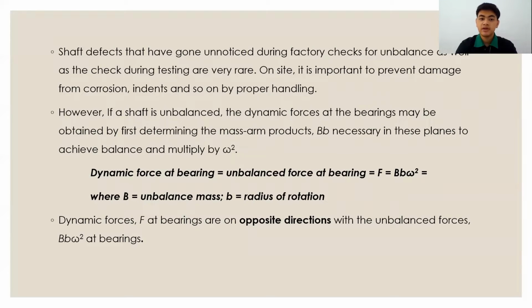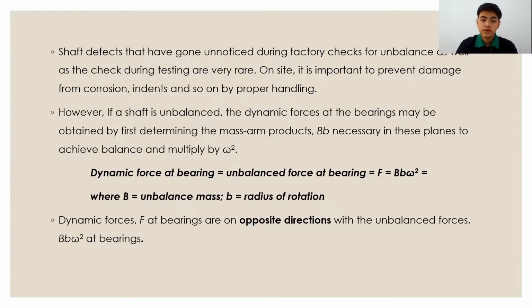Shaft defects that have gone unnoticed during factory checks for unbalance, as the checks during tests are very rare. On site, it is important to prevent damage from corrosion, indents, and so on by proper handling. However, if a shaft is unbalanced, the dynamic forces at the bearings may be obtained by first determining the mass arm product necessary in these planes to achieve balance and multiplying by omega square.